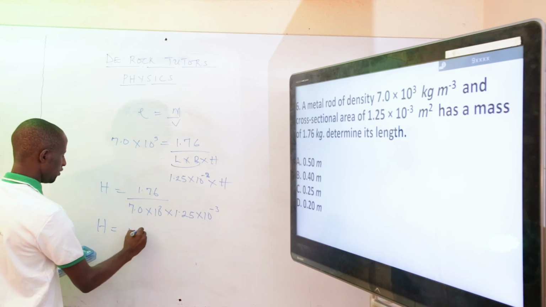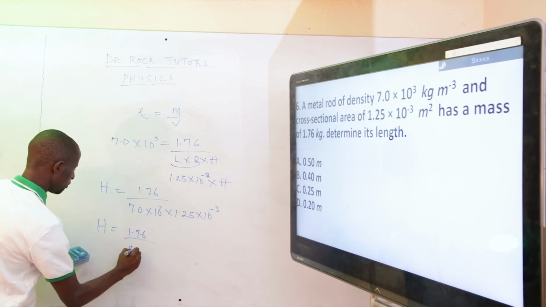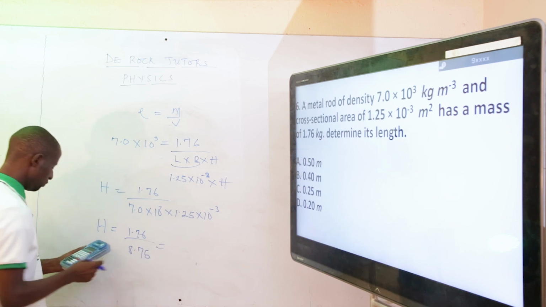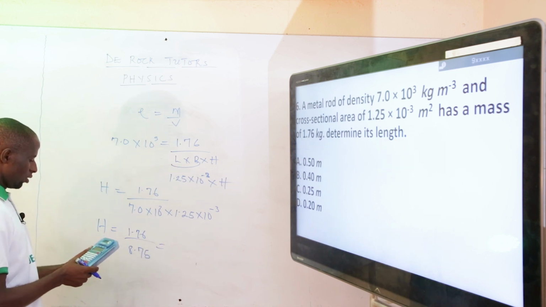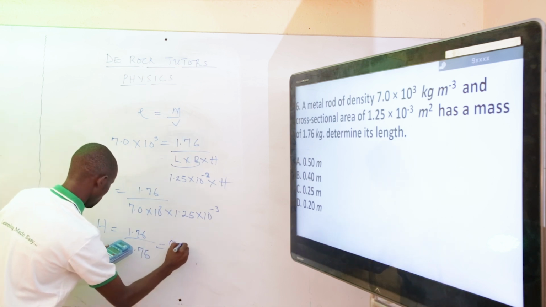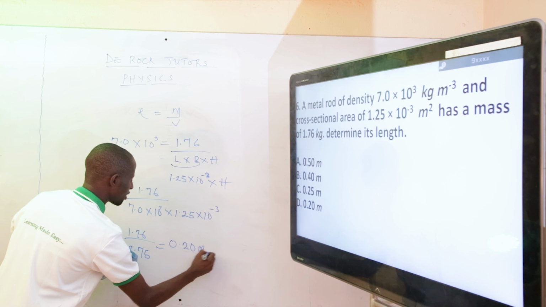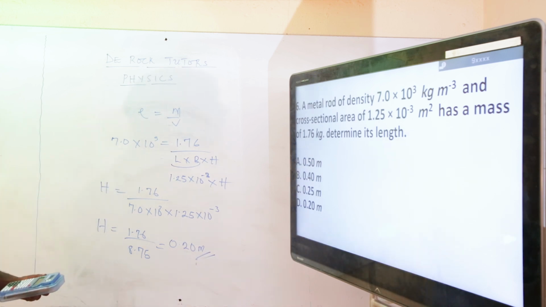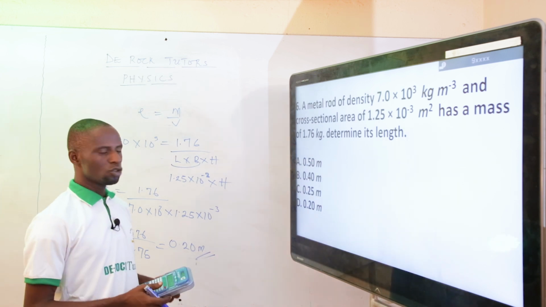So 1.76 divided by 8.75. So the answer is 0.20 meter. So the correct option is option D, 0.20 meter.